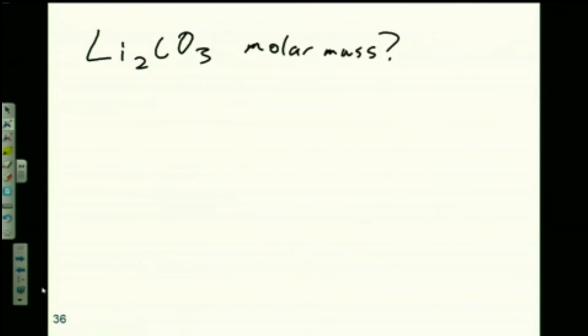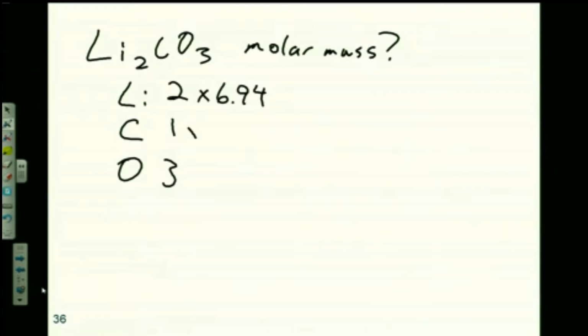We ready? What are my elements that I have? I have lithium, carbon, and oxygen. How many lithium atoms do I have? 2. How many carbon atoms? 1. And oxygen? 3. Lithium is 6.94. Can we say it's like 7?